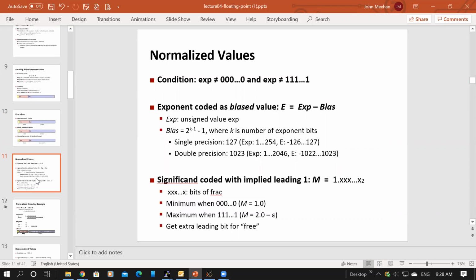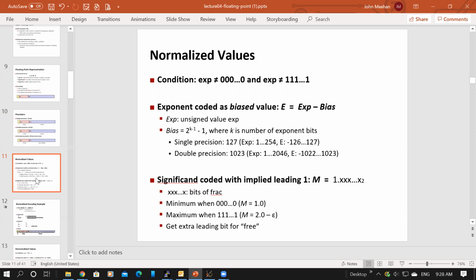When we store normalized form numbers, you can tell that the floating point value being represented is in a normalized form because you look at the exponent, the exp field, right? And it is neither all zeros nor all ones. So anything sitting in exp that is not all zeros and not all ones means, oh, this is stored as a normalized form floating point number.